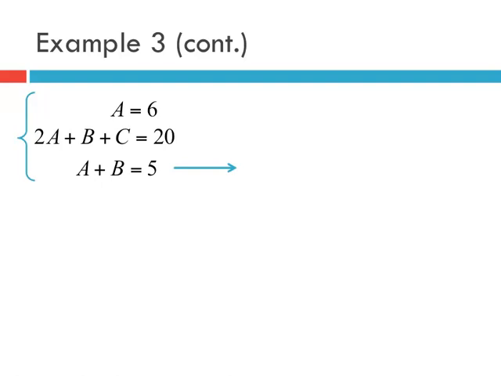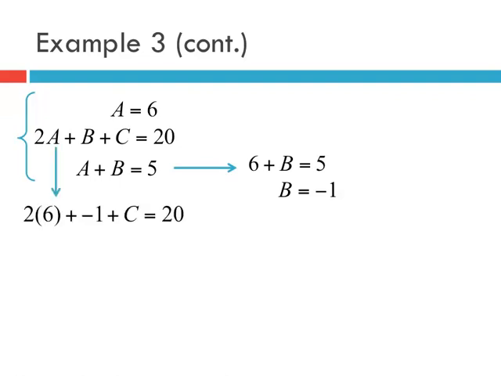So since we know that A is equal to 6, let's go ahead and plug that into our third equation here and find B. So 6 plus B equals 5, which means B has to equal -1. Now that we have both A and B, we can substitute into the second equation. So we have 2 times 6 plus -1 plus C equals 20, and solve for C. So C is equal to 9.